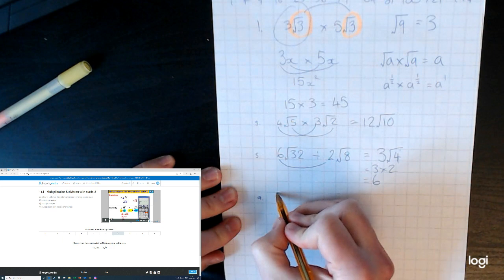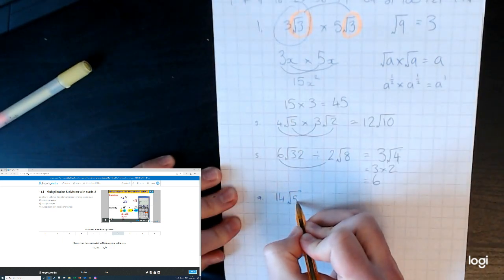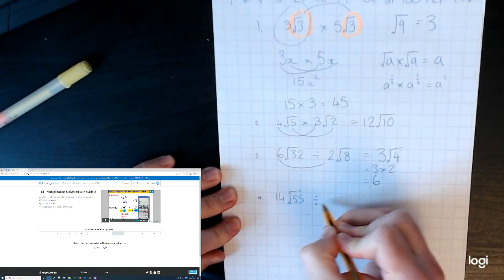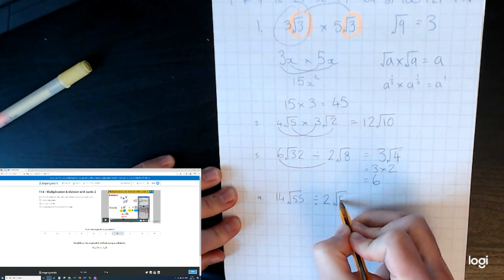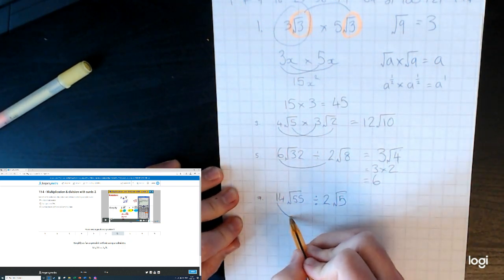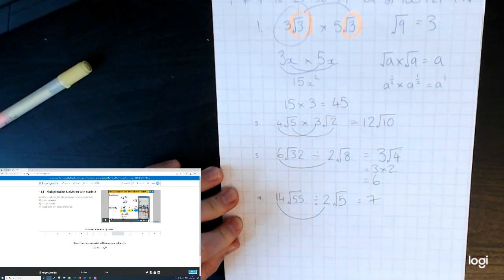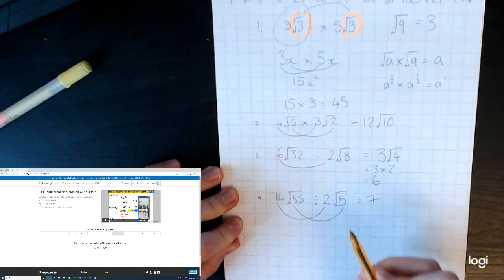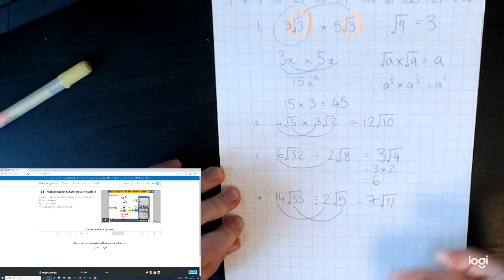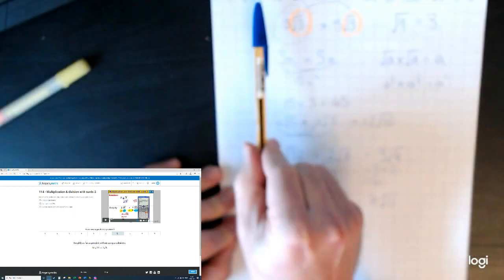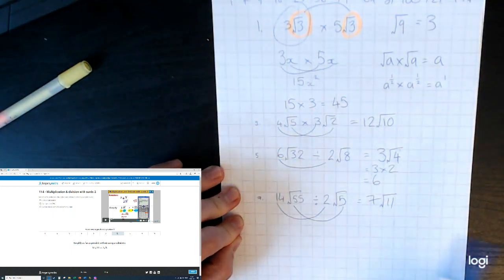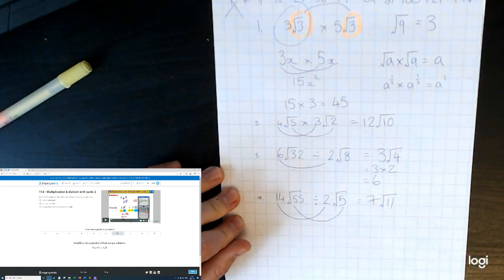So question 7, 14 root 55 divided by 2 root 5. Straight away, get your easy stuff for the coefficient. 14 divided by 2, 7. Root 55 divided by root 5 is root 11. Can I simplify it? No, because 9 and 4 don't go into it, and 1's useless in this part. So, tougher questions so that you can get through to the end of this one then.